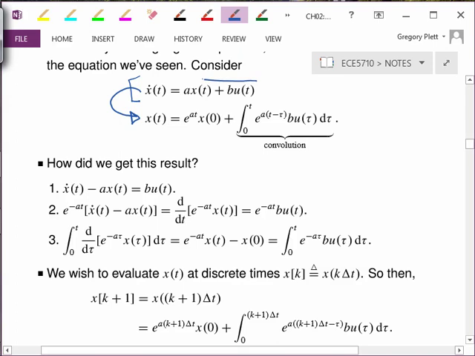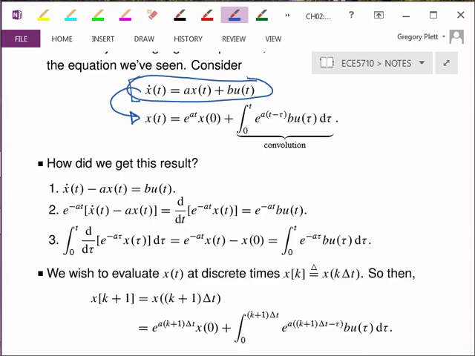First thing I do is I take this equation and I rewrite it so that all of the x variables are on the left side, and then the b times u term is on the right side. So I simply subtracted ax from both sides of the equation to get result number 1.